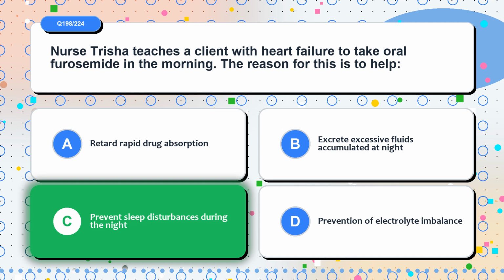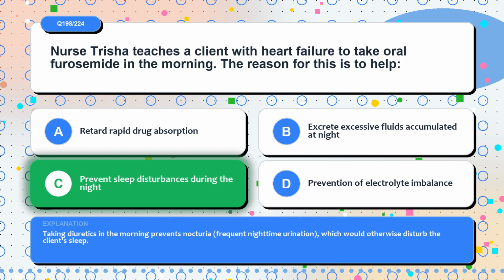The correct answer is option C. Prevent sleep disturbances during the night. Taking diuretics in the morning prevents nocturia, frequent nighttime urination, which would otherwise disturb the client's sleep.